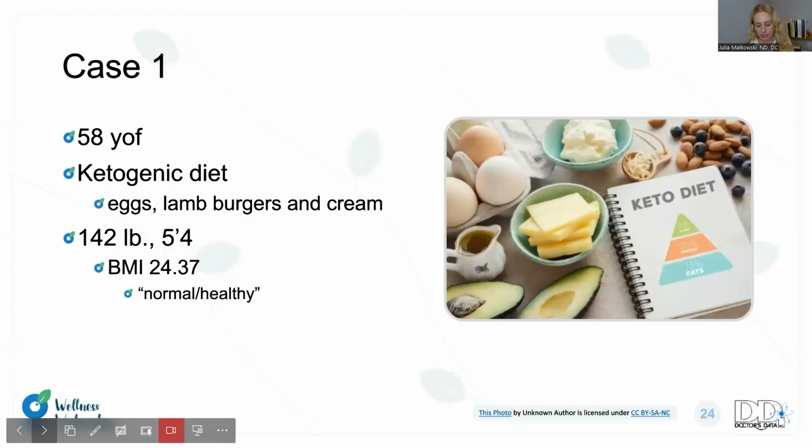All right, so let's get into our cases here. Our first case is a 58-year-old female who is on the ketogenic diet. This individual consumes eggs, lamb burgers, and cream regularly. The weight is 142 and 5'4", BMI 24.37. We know BMI is not the best marker, but that is some information that we have. So let's take a look at the lipids.